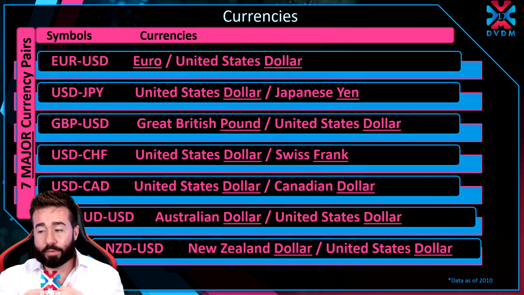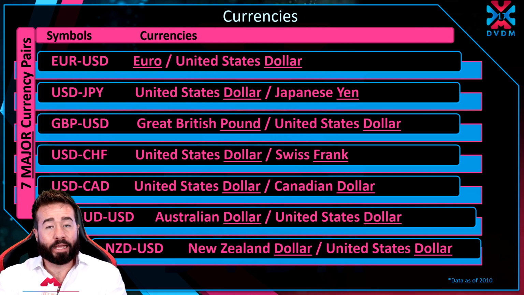But for this purpose, all we need to know is these classes differ in transaction costs in order to trade. So the major currency pairs are the cheapest currency pairs you can physically trade. And like I alluded to earlier, if you're starting out, this is where I would want you to focus.